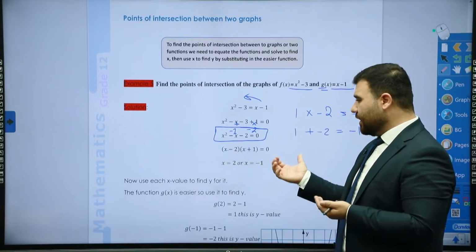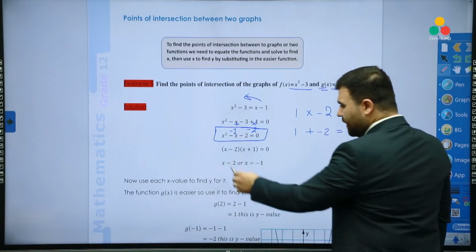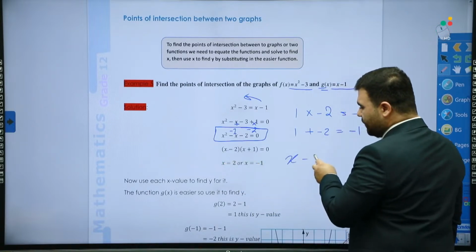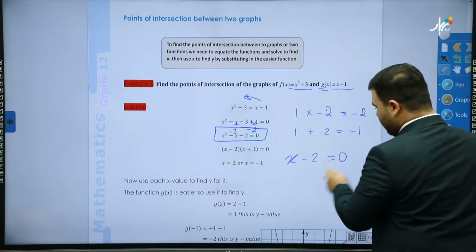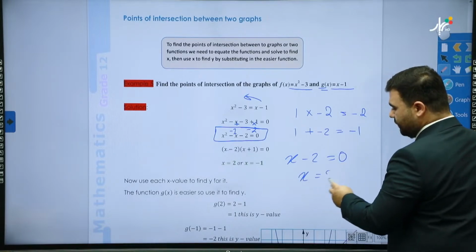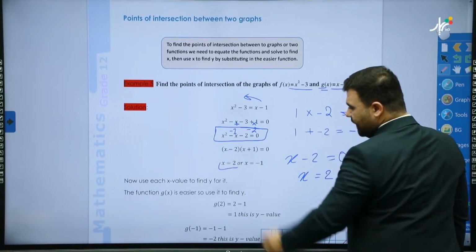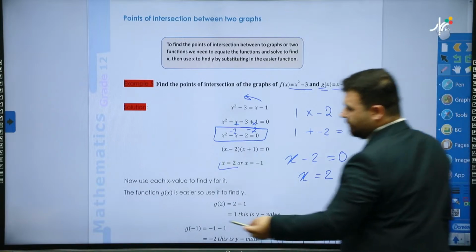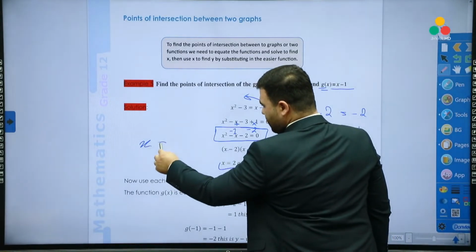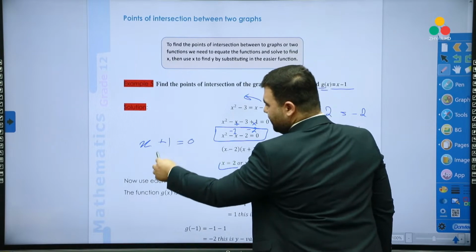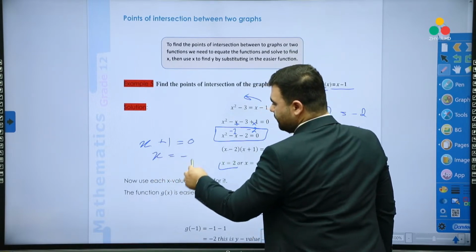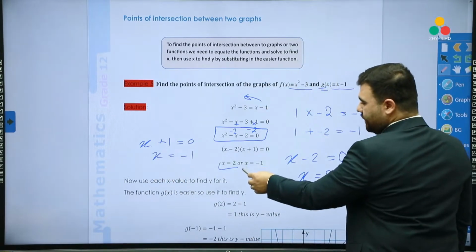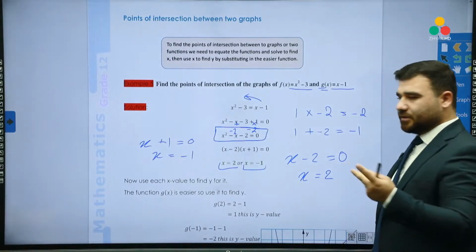The result is 0. This means if this bracket is 0, if x minus 2 is 0, then x is 2. This is the 2. If x plus 1 is 0, that makes x equal to -1. This is the other x. Now we found two answers.